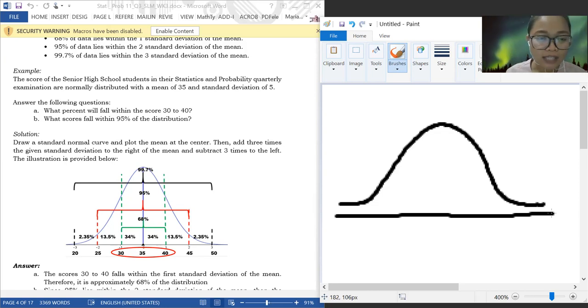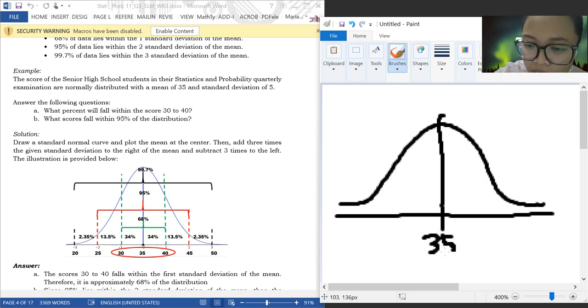And then, we do the same with the problem. The mean is 35. Draw a line in the middle and put 35 there. Then, the standard deviation is 5. Draw the gaps in equal parts. They are equal, right? So, 35. The standard deviation is 5.